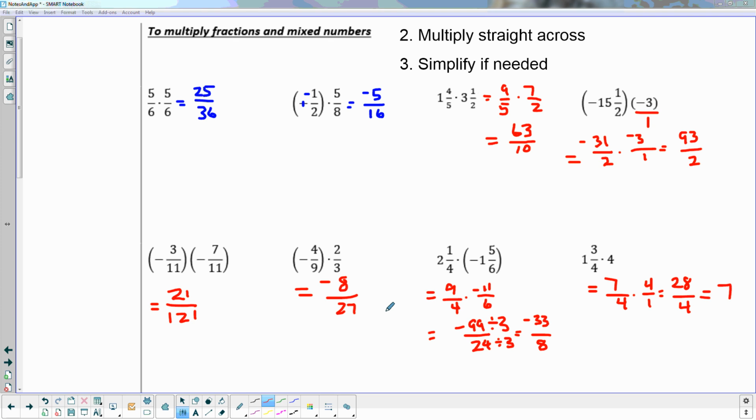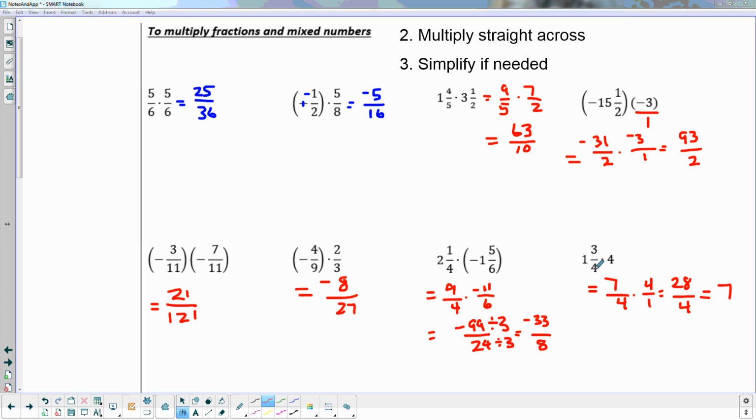The next two, I have some mixed numbers to deal with, so I turn them into improper fractions. 2 1/4 is 9/4. Negative 1 5/6 is negative 11/6. And so that gives me negative 99 over 24. That would be an okay answer, but I should divide both the top and bottom by 3. That gives me negative 33 over 8.